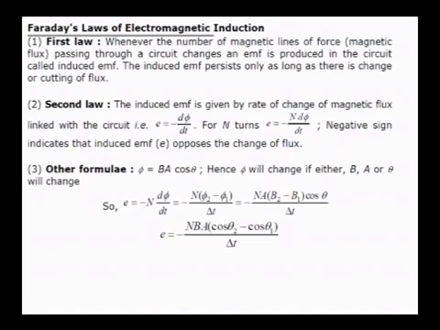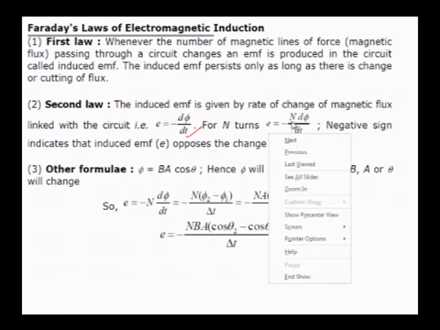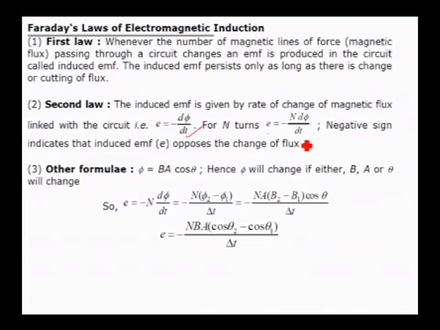The second law tells us, if that is the induced EMF, on what factors it depends. It is found that the induced EMF is given by the rate of change of the magnetic flux linked with the circuit, and this is the equation E is equal to minus d phi by dt. If the coil is made up of N number of turns, the EMF induced will be N times d phi by dt. The negative sign used in the equation just indicates the direction of the induced EMF, but its significance will be explained in another law called Lenz's law.